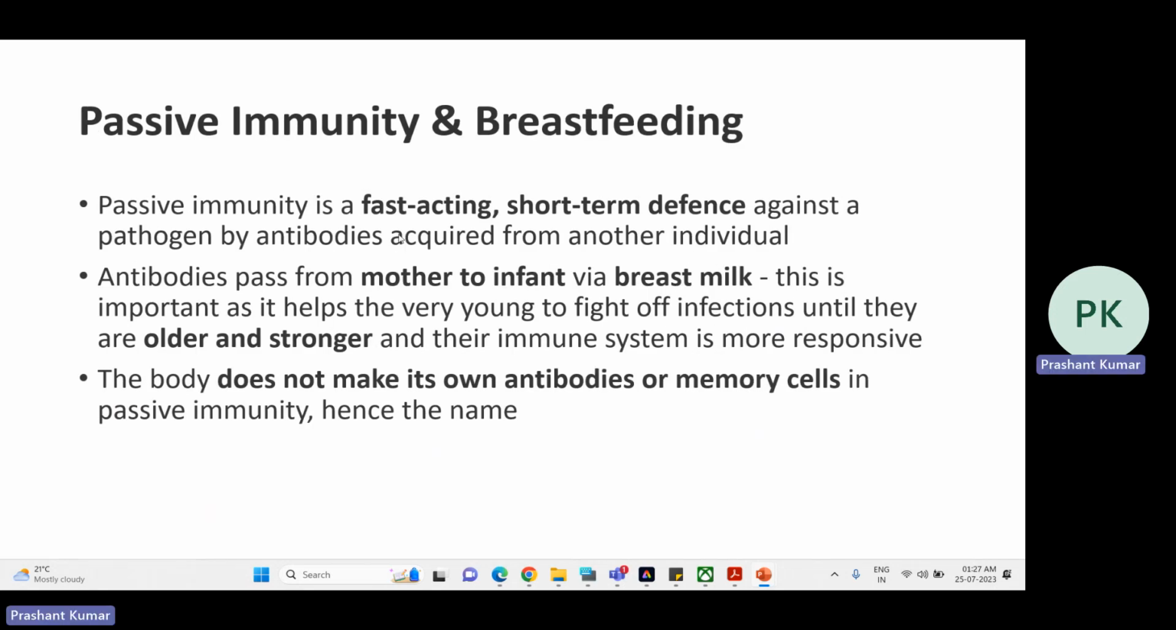Passive immunity and breastfeeding. Passive immunity is the fast-acting, short-term defense mechanism against pathogens by antibodies. Antibodies pass from mother to infant via the mother's milk. This is important as it helps the very young to fight off infection until they are older and stronger, and their immune system is more responsive. The body does not make its own antibodies or memory cells in passive immunity, hence the name. So passive means they are not long lasting.